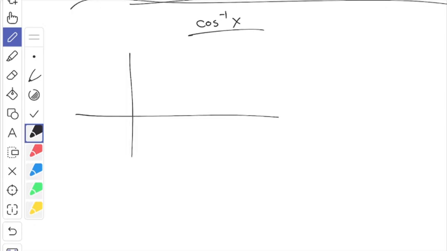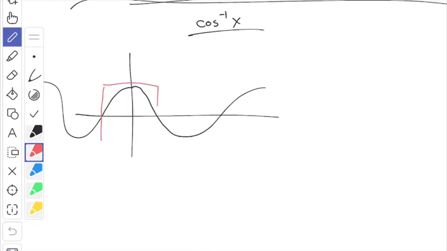Remember what the graph of cosine looks like. It looks like this. Now we need to choose a piece of this where it's 1 to 1. If we try to choose the same old piece, don't write this down because this is going to be wrong. With sine, we chose this, right? Oh, what's wrong with that? I said this is going to be wrong. Why can we not use that chunk here?